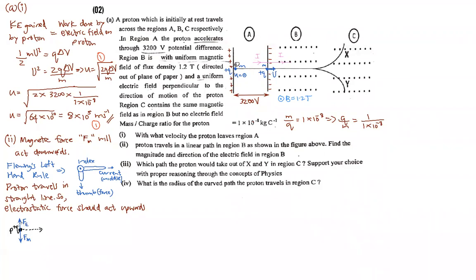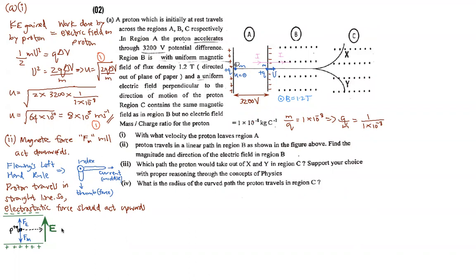This is plus Q now, proton plus Q. So electric field should be from where to where? If you want to create an upward electrostatic force, the negative terminal should be up. Negative, and this is positive. So ultimately the direction of electric field must be where? Upwards, from bottom to top, this way. E. So electric field should be vertically upwards. That is what they're asking.